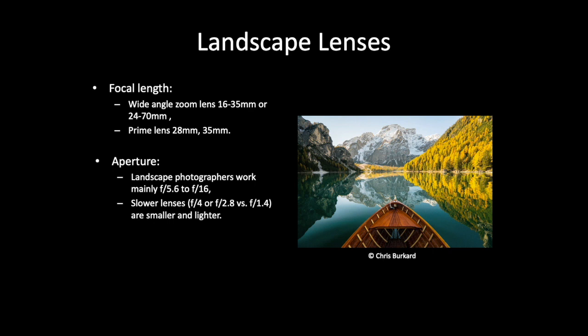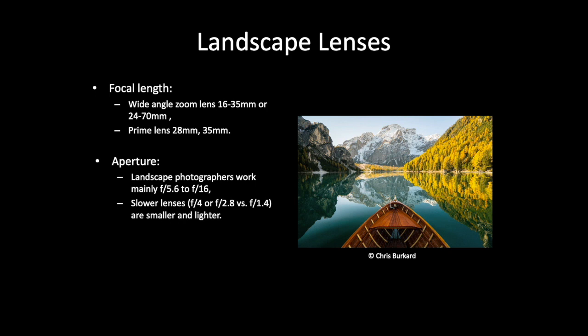Let's talk a little bit about lenses for landscape photography. So your first consideration is going to be the focal length. You are going to go for a wide angle lens. You can choose either between a zoom lens or a prime lens. The zoom lens is more versatile, and you can choose like 16 to 35 or 24 to 70mm. It's going to give you a greater reach for your shots.